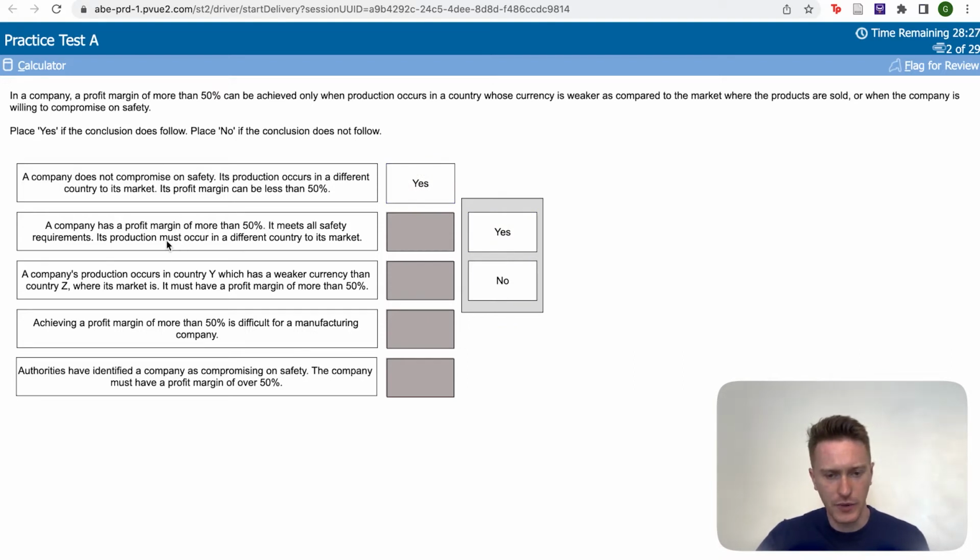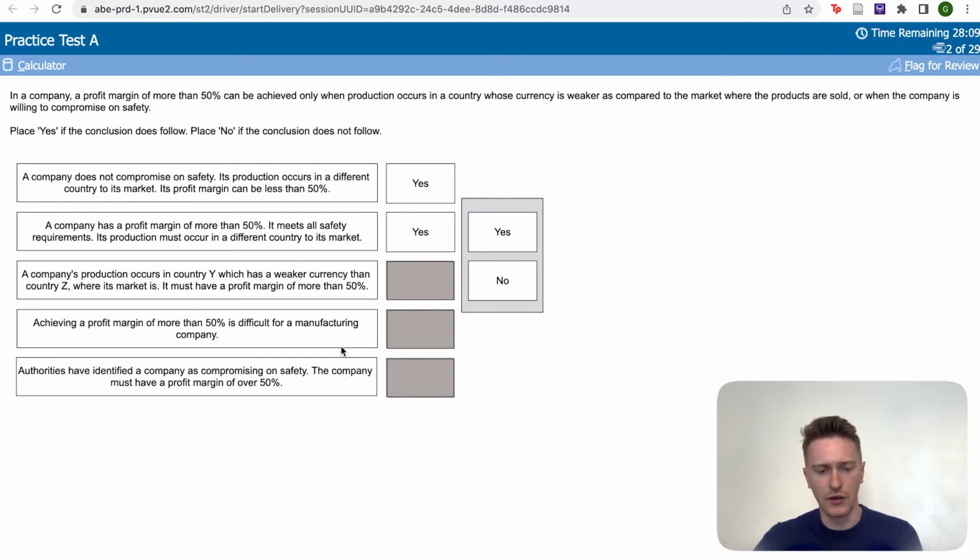A company has a profit margin of more than 50%. It meets all safety requirements. Its production must occur in a different country to its market. Well, yeah, because there are 2 conditions, and one or the other needs to be met in order for this to be achieved. So it must have this production split.